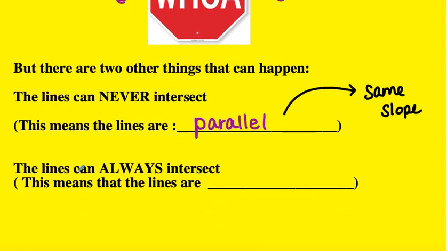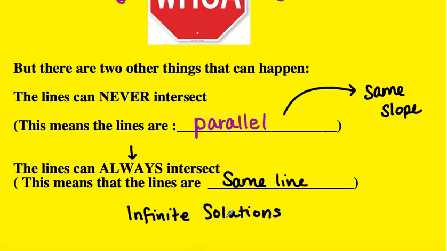All right, but then there's one other thing that can happen. These lines can always intersect. It actually means that the lines are the same line. And we would say that it has infinite solutions. And if you want to get even mathier, we would say that the lines coincide. We call them coincidental lines.